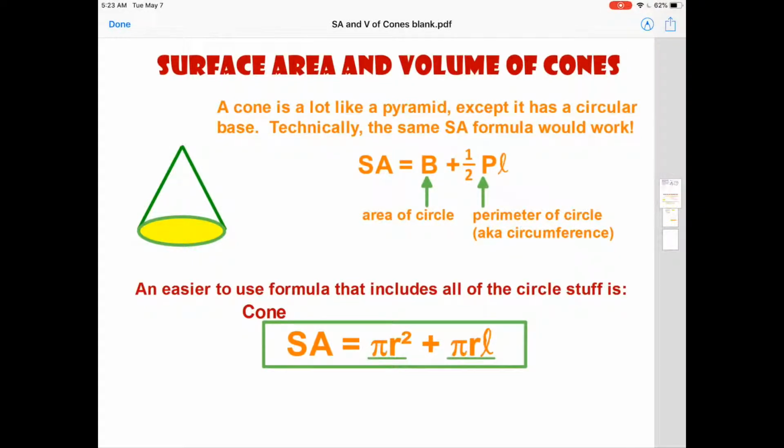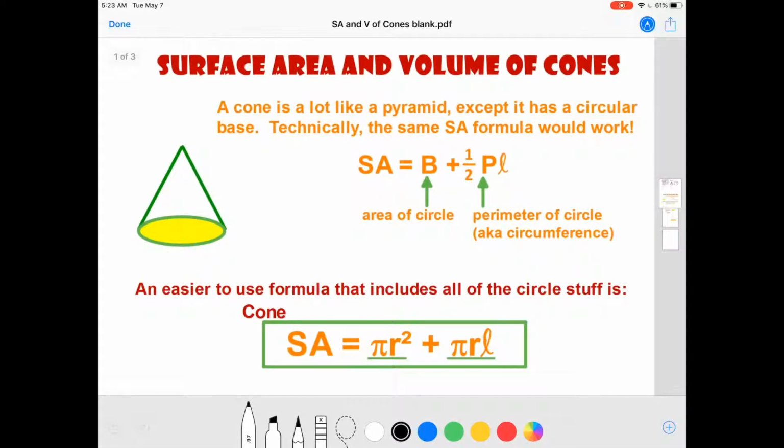So there's a reason that you learned about pyramids before you learn about cones, because isn't a cone just a circular pyramid? So it has a base like a circle, and it comes up to a point. So we really can use the same surface area formula, area of the base shape plus 1/2 perimeter times slant height, except the area of the base shape is the pi r squared.